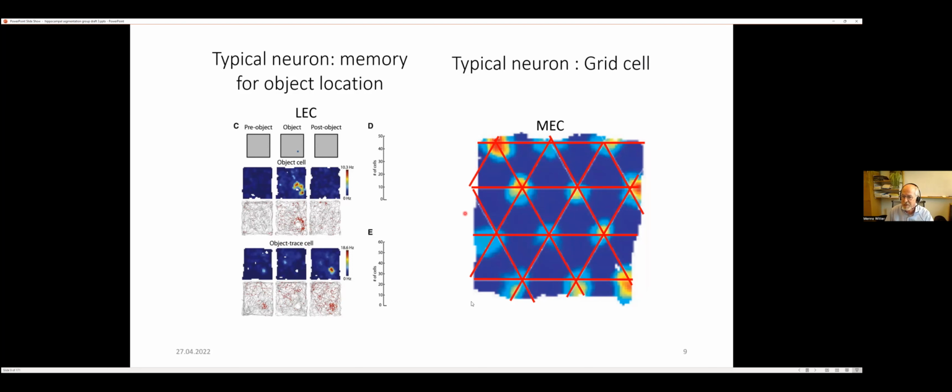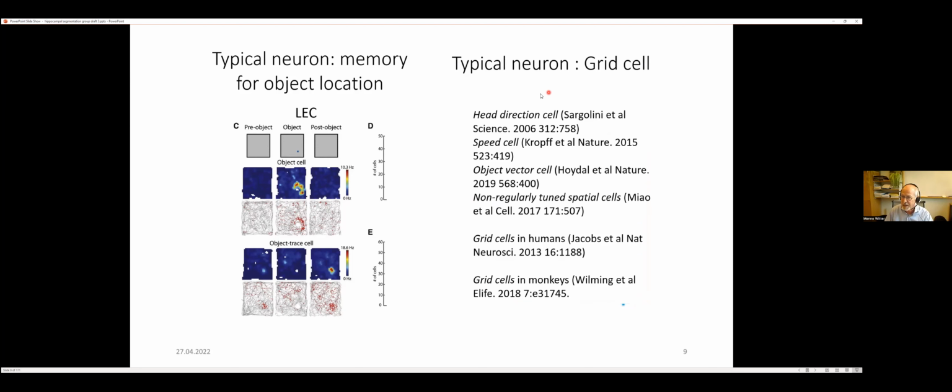And cells in the medial entorhinal cortex tell the animal, where am I in space when I'm navigating? Now, these cells were first published in 2004. And of course, the field has not been sitting silent. So by now, we know that in the medial entorhinal cortex, there are head direction cells, speed cells, object vector cells, and non-regularly tuned spatial cells. We know that there is a kind of grid cell firing in humans based on fMRI data. There are grid cells in monkeys based on eye movement correlation. This is beautiful work of Beth Buffalo.